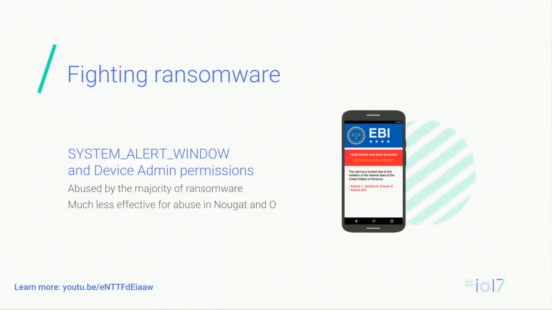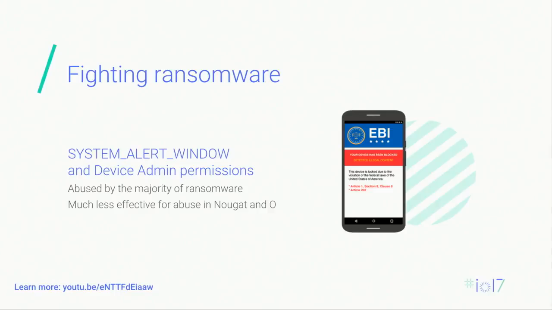Another way in which we are updating our permissions model is to make it less abusable by bad apps. So take ransomware as an example. We've seen instances of this type of malware that take over your device and then demand payment before they let you back in. And they typically abuse two permissions. First, they use the system alert window permission to display an overlay on top of your entire screen so that you can't interact properly with your device.